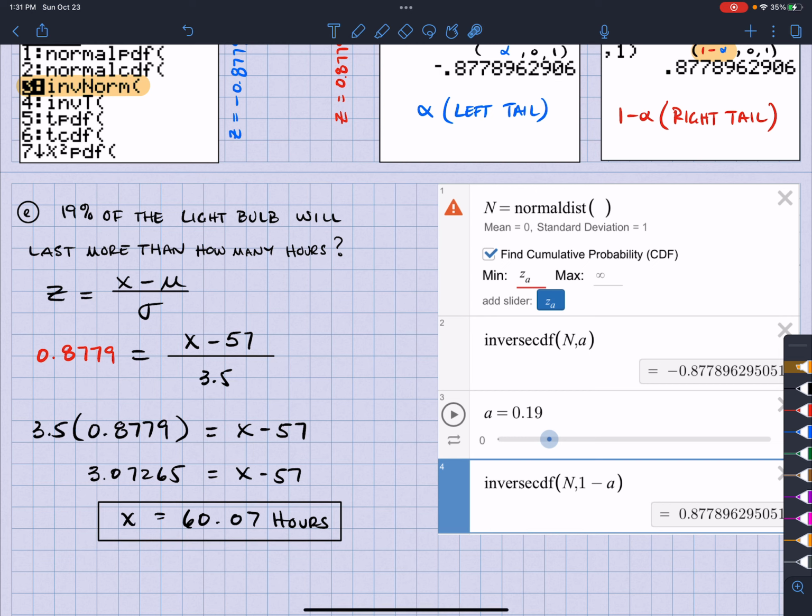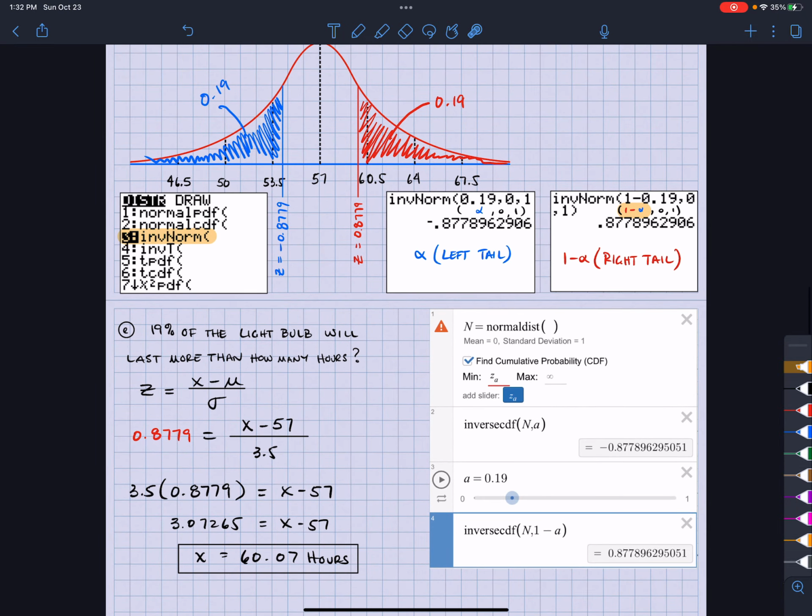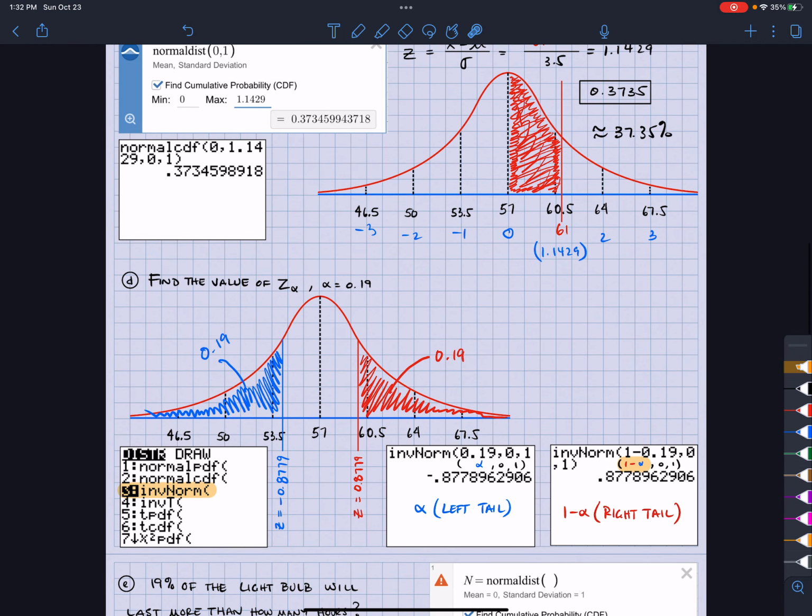So again, I'm given the alpha, and now I want to know how many hours. I am unnormalizing it to the regular lingo that you would actually understand based on the data that was given.